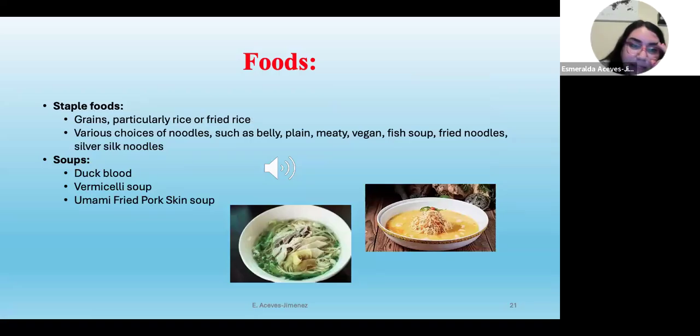Now we have staple foods in the Chinese culture, which include grains, particularly rice or fried rice. We also have a variety of different noodles, such as belly, plain, meaty, vegan, fish soup, fried noodles, or silver thread noodles. Some of the soups include duck blood vermicelli soup, or umami fried pork skin soup.